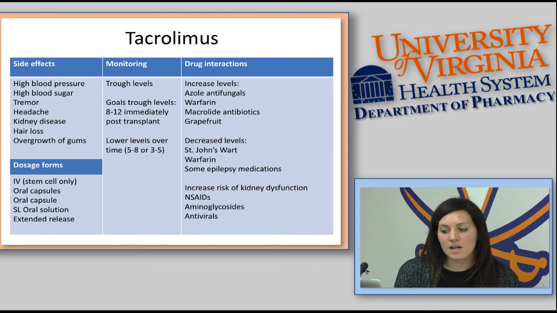For this medication, there's pretty extensive monitoring. We monitor trough levels, or the level of the medication immediately prior to the following dose in the patient's blood. And our goal trough levels immediately post-transplant are around 8 to 12 generally. And over time, we decrease that goal trough level as the patient gains more time since their transplant and has not experienced rejection. So over time, we're able to go from 8 to 12 as our goal, down to 5 to 8, and then down to 3 to 5.